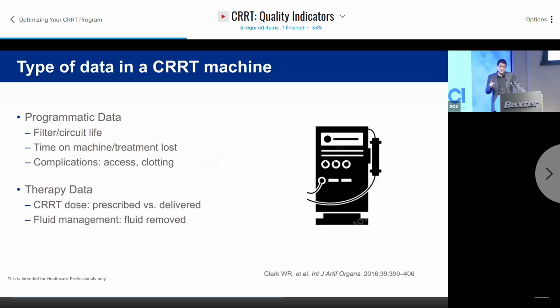Now, we discussed yesterday the fluid balance gap. The machine only collects fluid removed per hour and in an aggregated period of time, but it doesn't know what your prescription was. That's why the link between the machine data and the EHR is very relevant to understand your gap in fluid management.